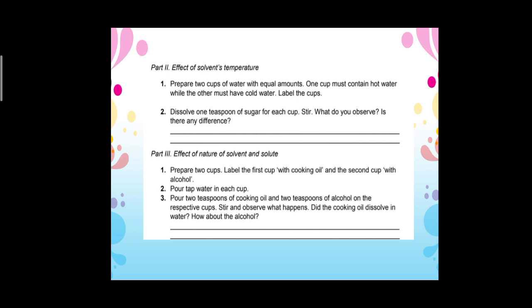Okay, we'll write your observation. And for part 3, effect of nature of solvent and solute. Prepare 2 cups. Label the first cup with cooking oil and the second cup with alcohol. Pour tap water in each cup. Pour 2 teaspoons of cooking oil and 2 teaspoons of alcohol on the respective cups.